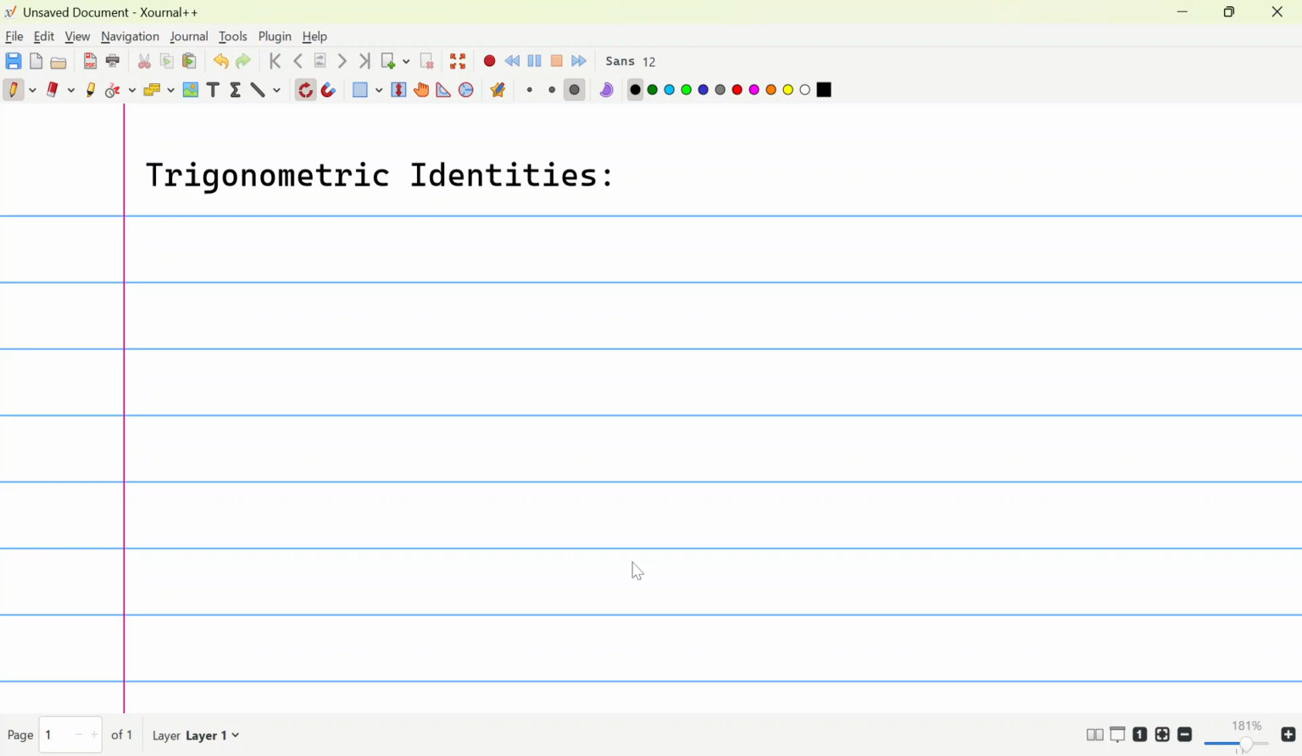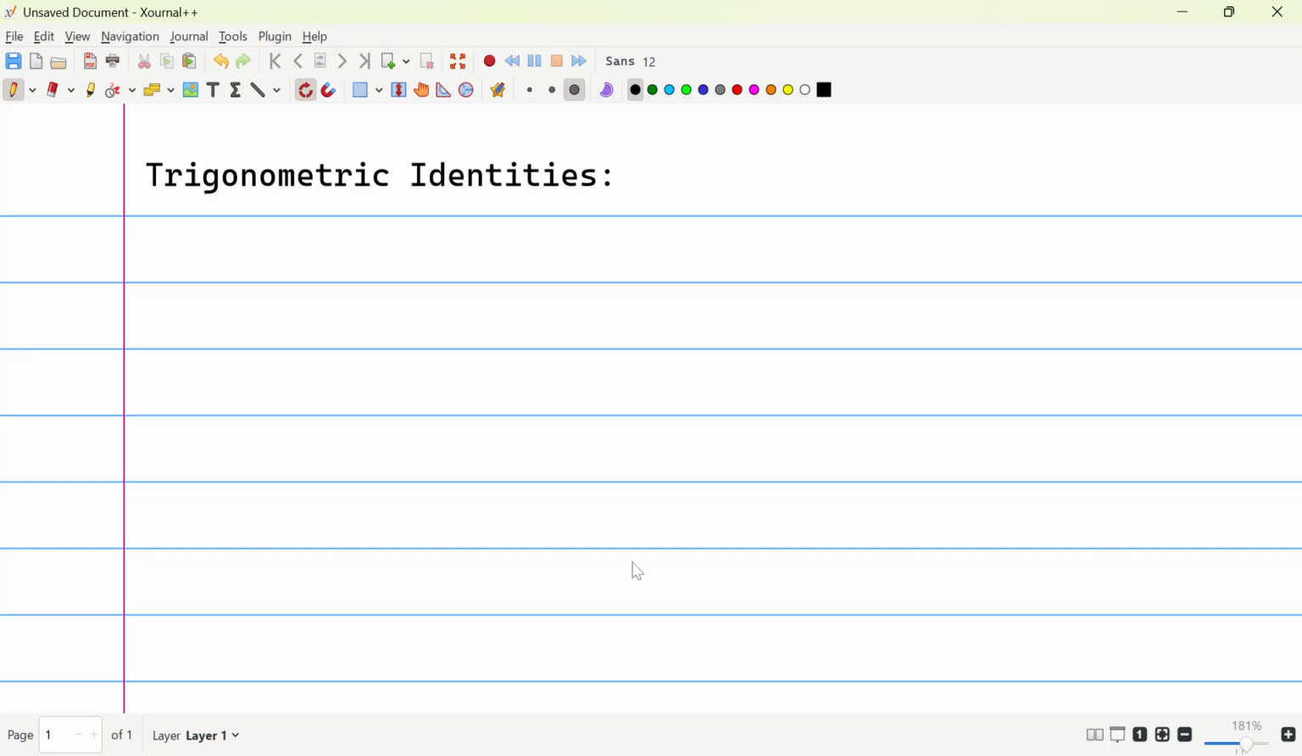In the examples, I'm going to do 3 different types of questions, and you'll see them right after we've dealt with the identities. But I'm not just going to show you the identities, I'm actually going to prove them, just to make it a little bit understandable why they are the way they are.